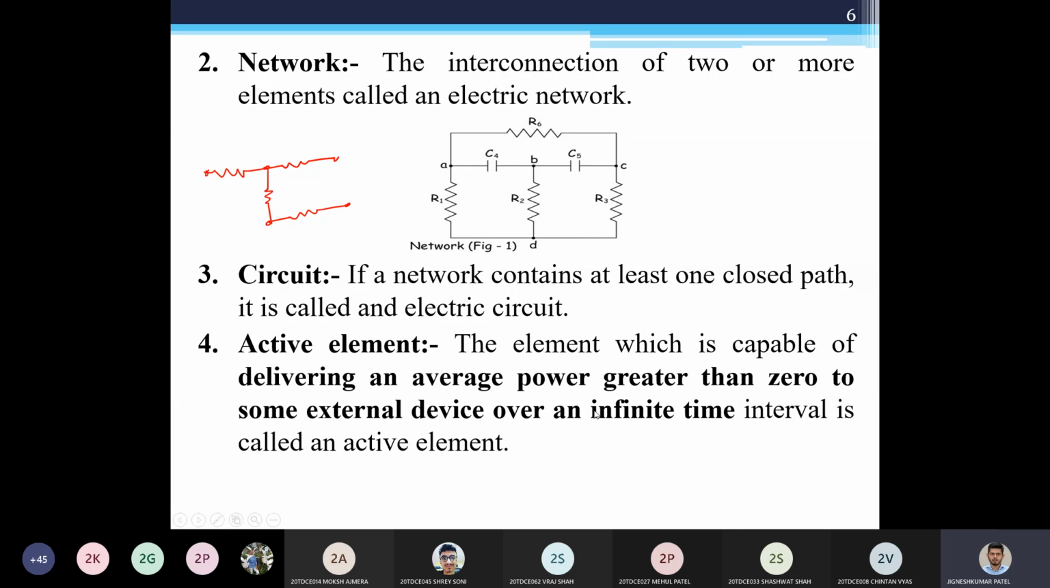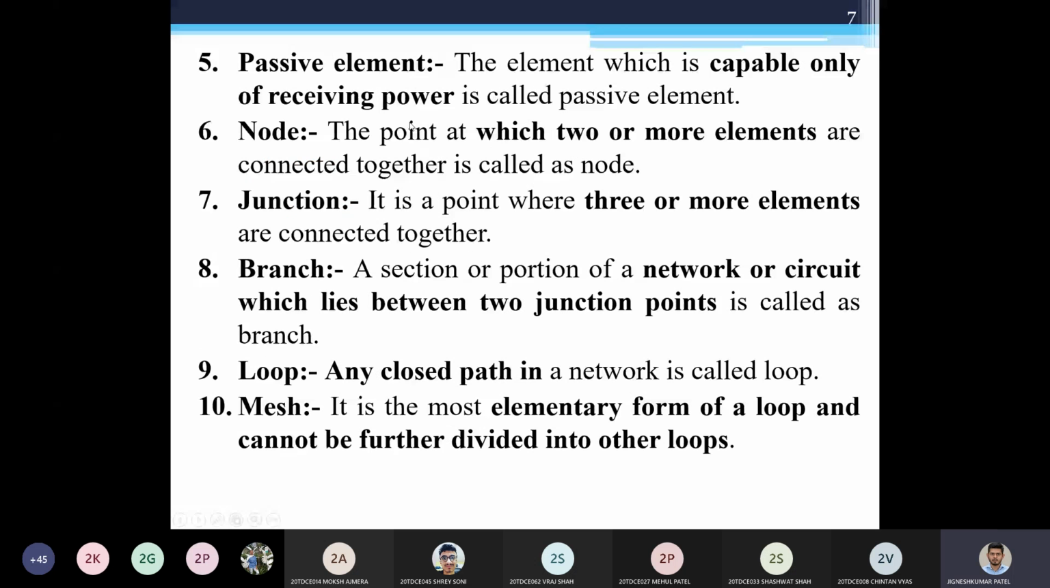Active element: the element which is capable of delivering an average power greater than 0 to some external device over an infinite time interval is an active element. It can provide power. Being capable only of receiving power is called a passive element.